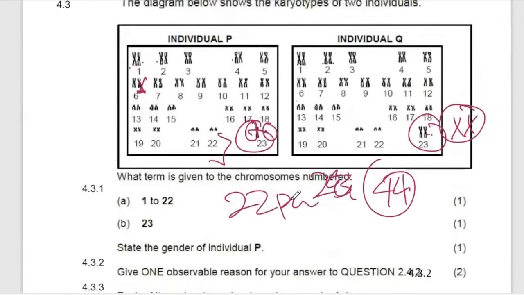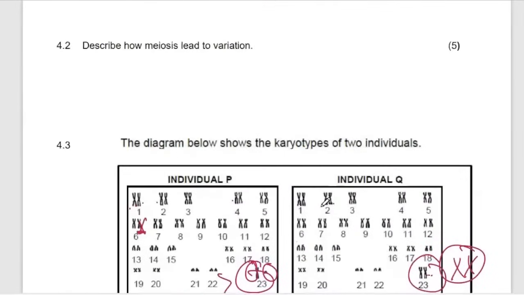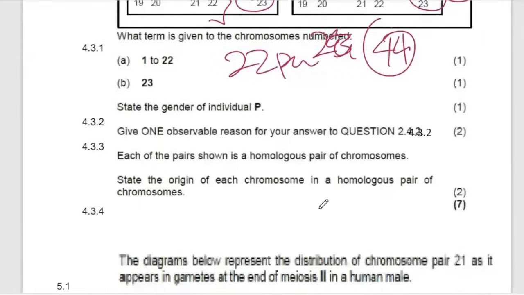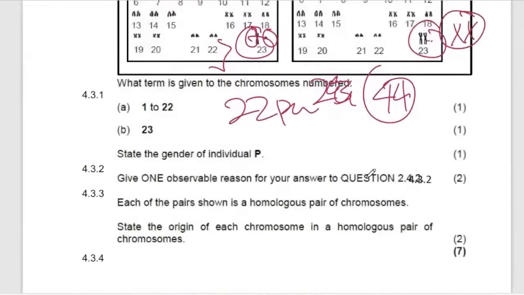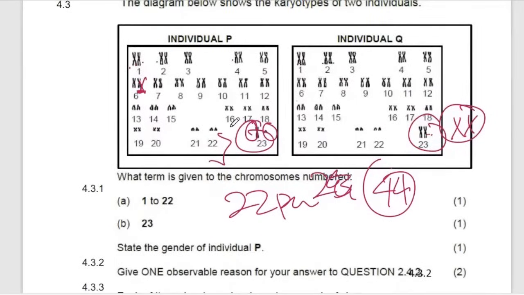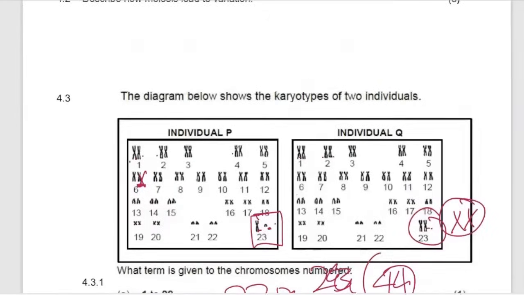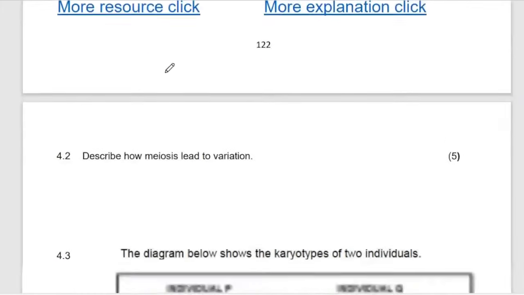So guys, make sure that you concentrate on those karyotypes. Make sure that you know how to identify them. Give one observable reason why you state the gender of P. P, where is P? This one. We say that this P is a male. Why? Because the pair number 23 has 2 different chromosomes. One is X, one is Y, or one is big, one is small, meaning that one is X, one is Y. Yes, that's number 2. That's where people fail. Number 3, non-disjunction.